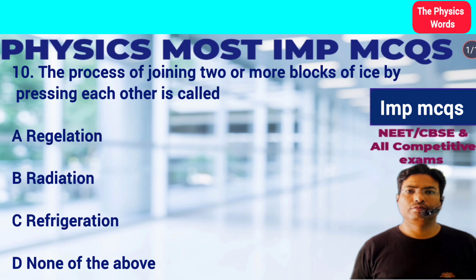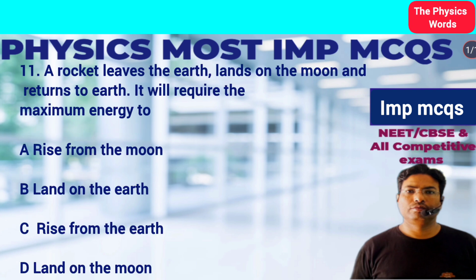Next question. The process of joining two or more blocks of ice by pressing each other is called. The correct answer is option A, regelation. Next question. A rocket leaves the Earth, lands on the Moon, and returns to Earth. It will require the maximum energy to. The correct answer is option C, rise from the Earth.